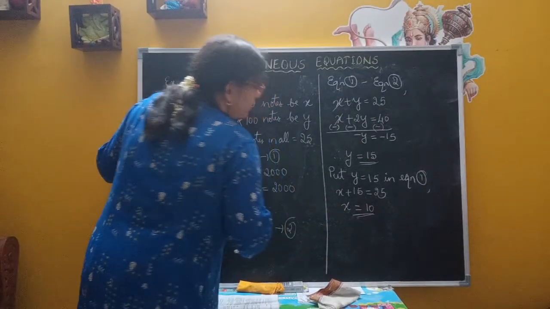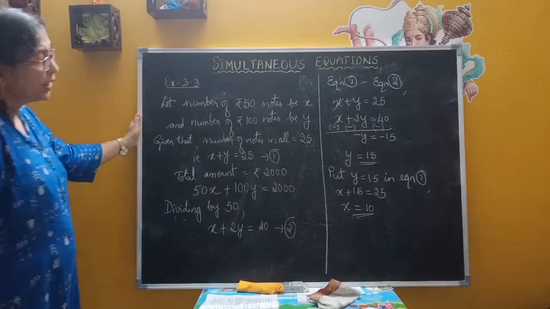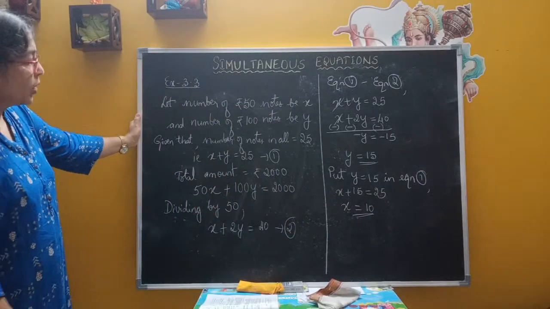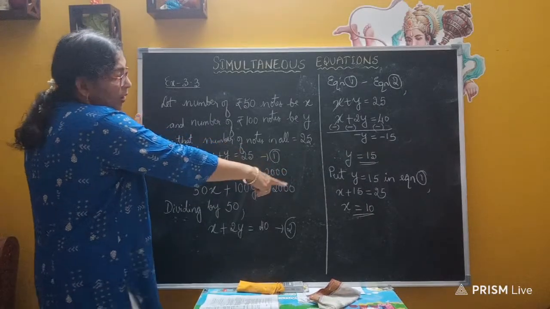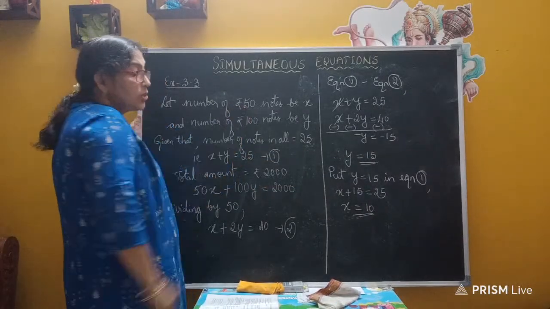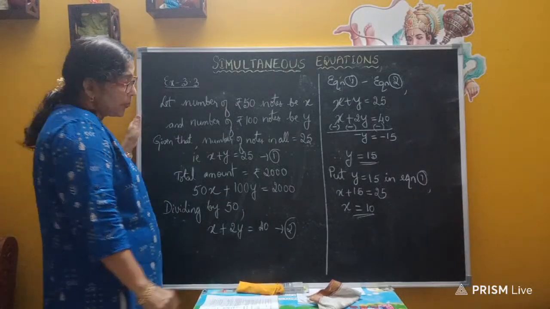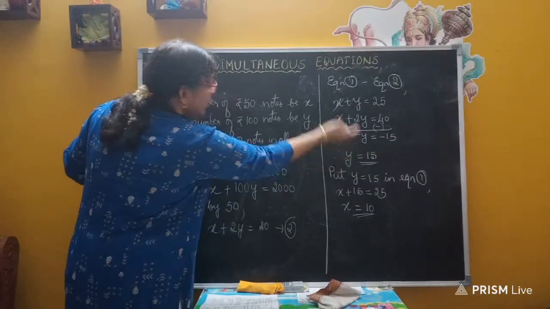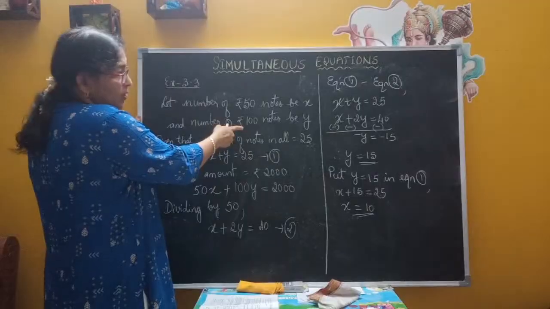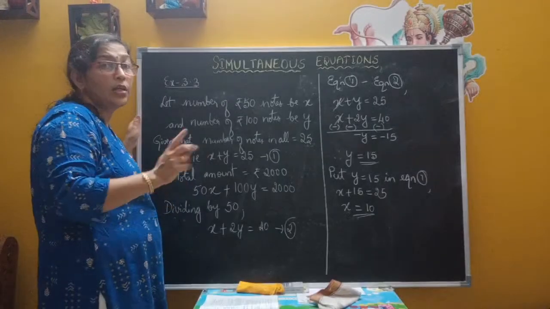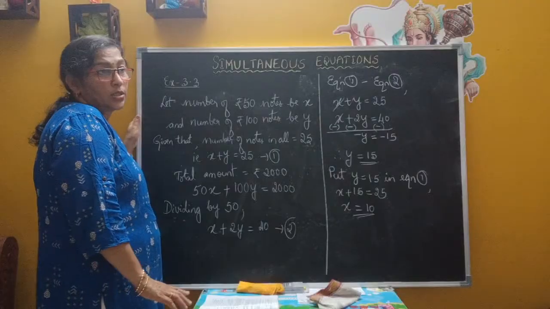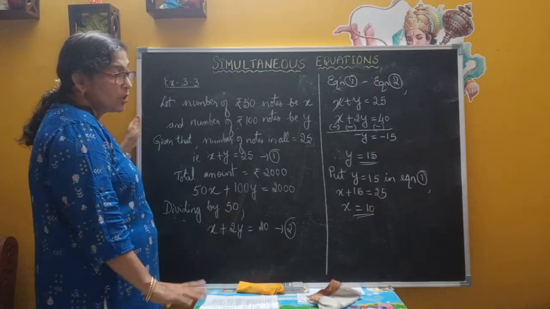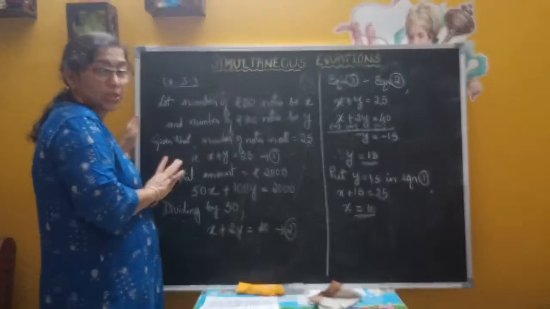So x value 10, y value 15. We got the solution. Okay, so what does it mean? X value 10 means here we got 10 50 rupees notes. So 50 into 10 is 500 rupees. Then 15, how much here? 100 rupees notes. Okay, 1500 rupees. So 1500 plus 500, how much? We got 2000 rupees. So our answer is correct.